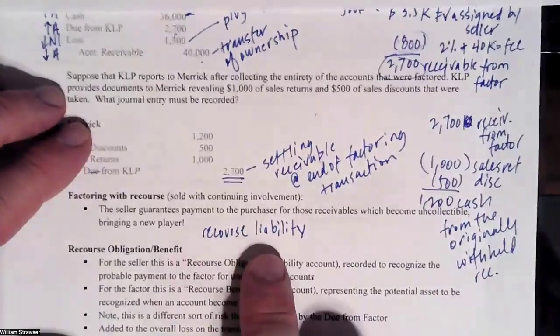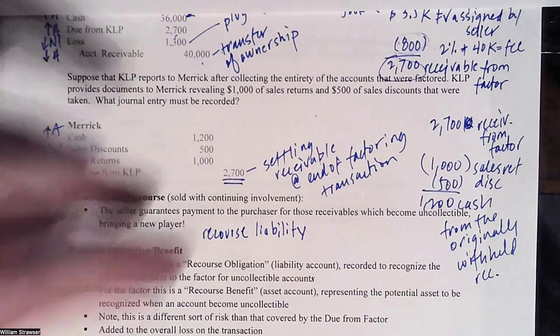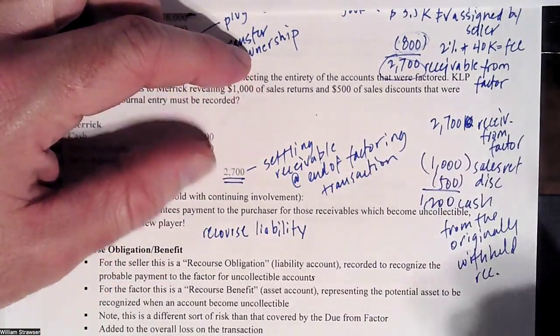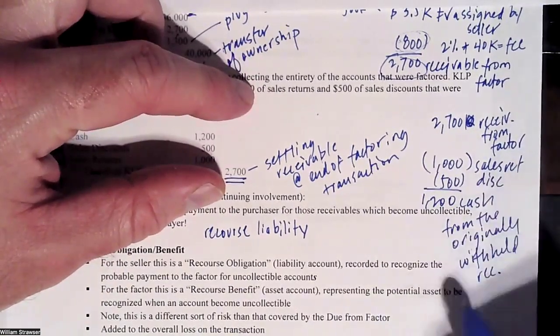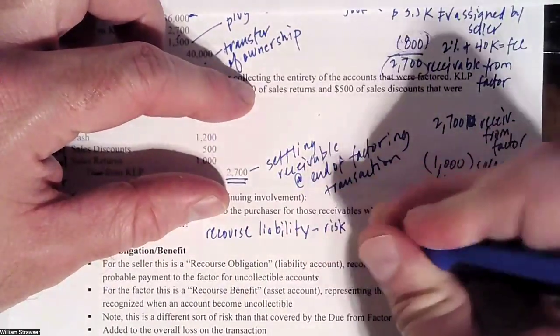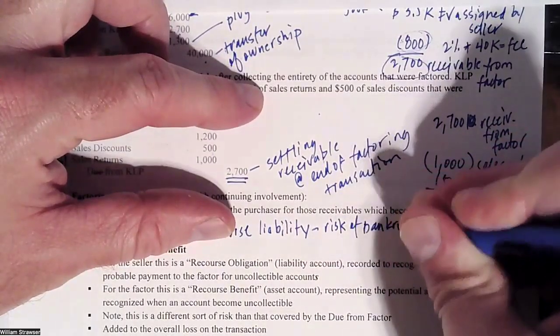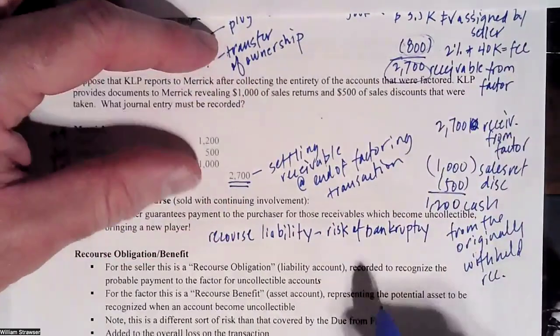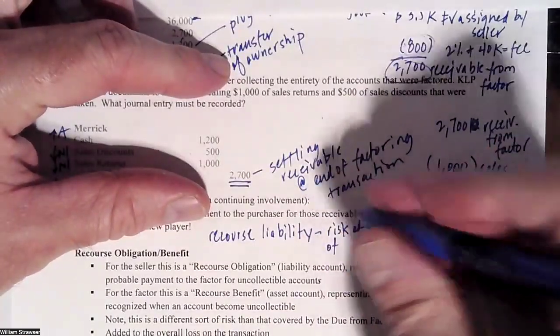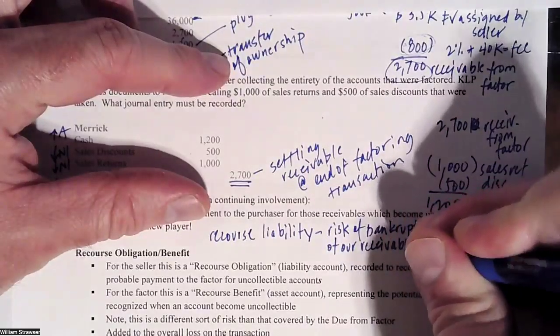This is the liability that the seller has incumbent upon them in case any of the receivables that were sold end in bankruptcy, and therefore the factor can't collect them. So it's a different risk than sales returns, allowances, and discounts. This is covering the risk of bankruptcy, basically bad debt, risk of bankruptcy of receivables' customers.